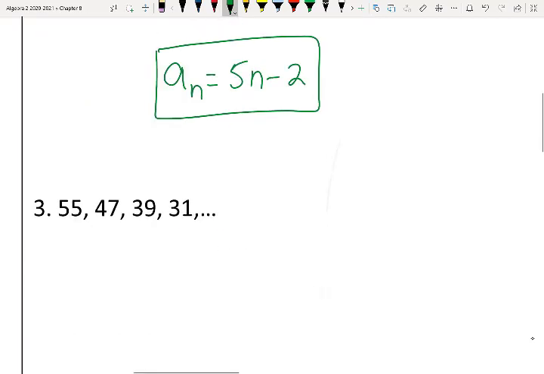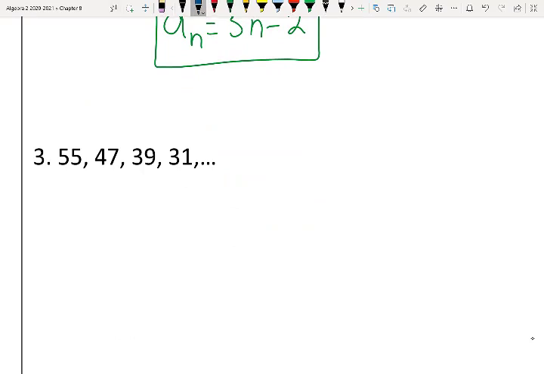All right, one more. Now, in number 3, we're going from 55 down to 47, so we're subtracting 8. From 47 down to 39, which is minus 8. 39 down to 31, which again is minus 8. So our common difference is now negative. In this case, negative 8, because we're decreasing, we're subtracting.